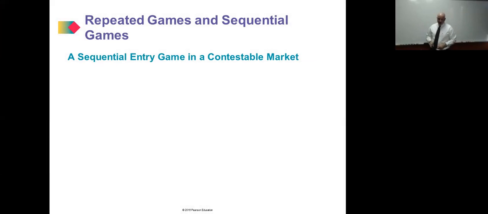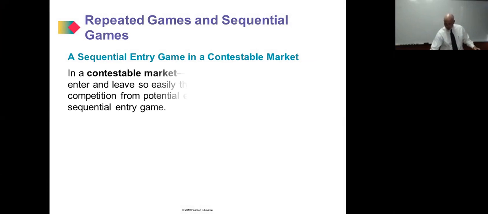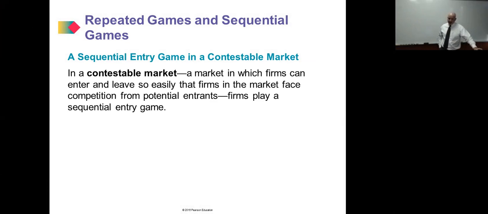All right, a contestable market. A contestable market is a market in which firms can enter and leave so easily. Firms in the market face competition from potential entrants. When we have this type of example, we say that firms play a sequential entry game.